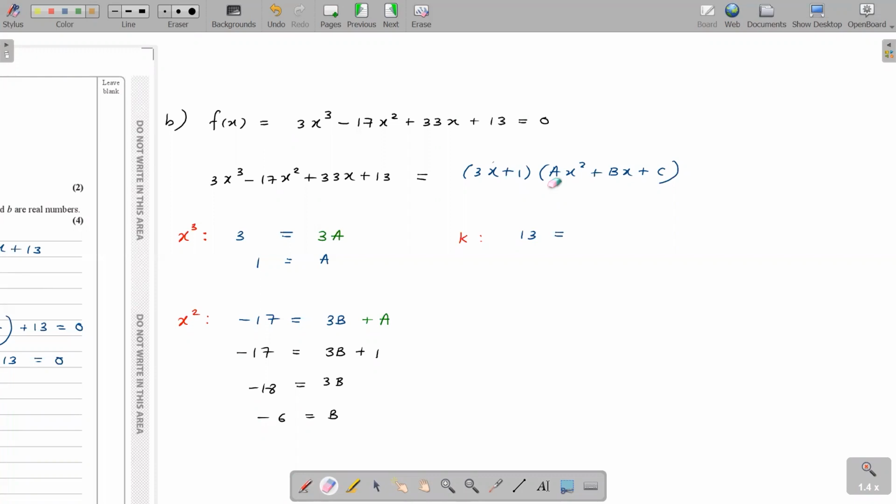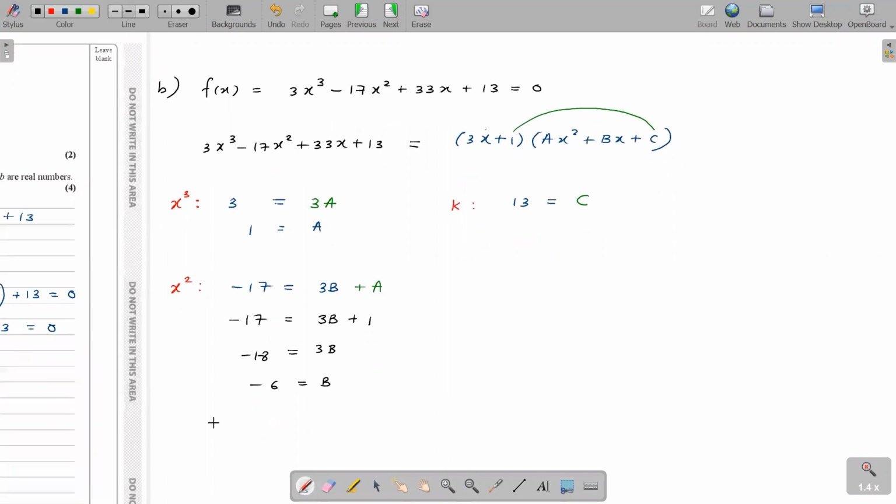So all the terms that do not give any x terms, what is it? 3x will not, we can't take anyway 3x, there's already x. The only one that will not give any x term is 1 into c. So c is directly 13. Can you understand? So then I got the quadratic factor.